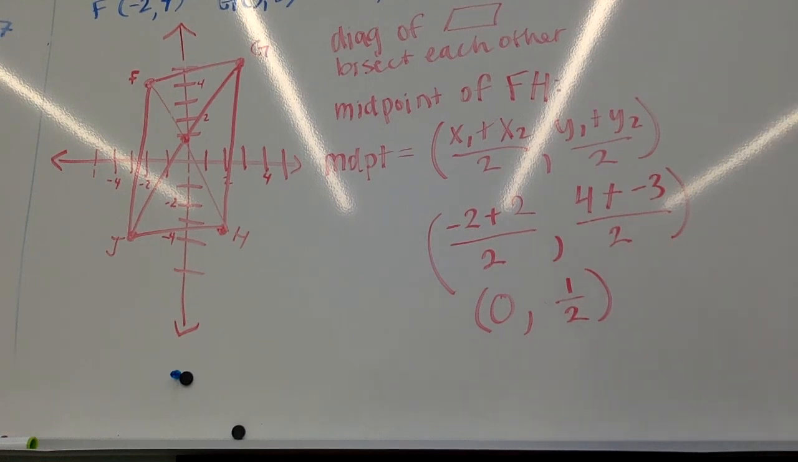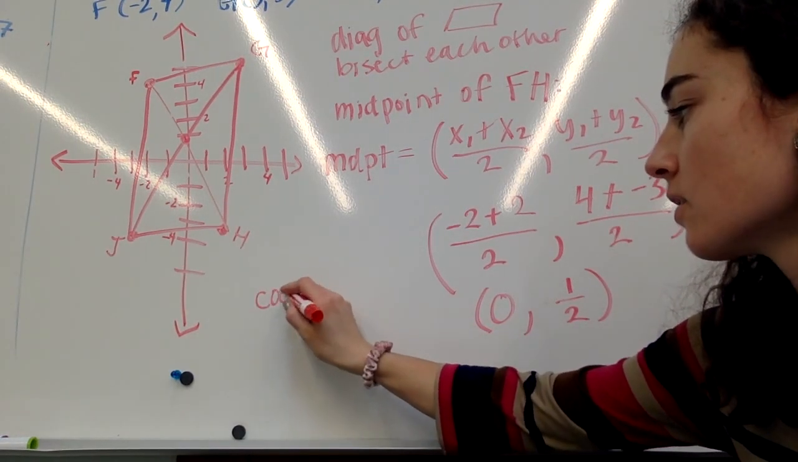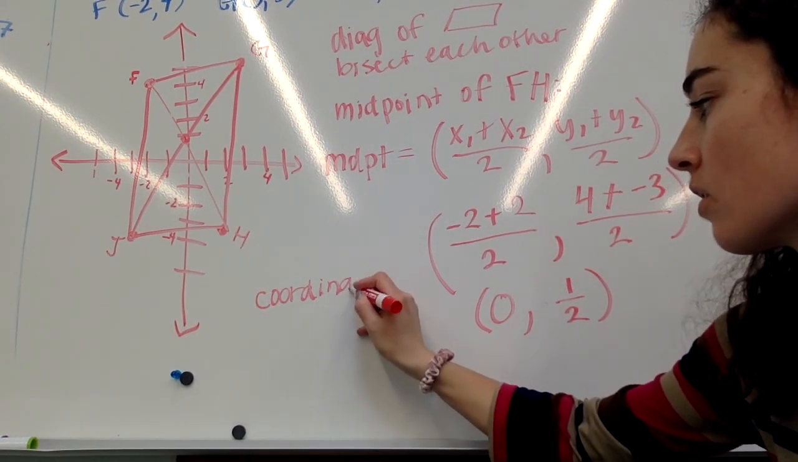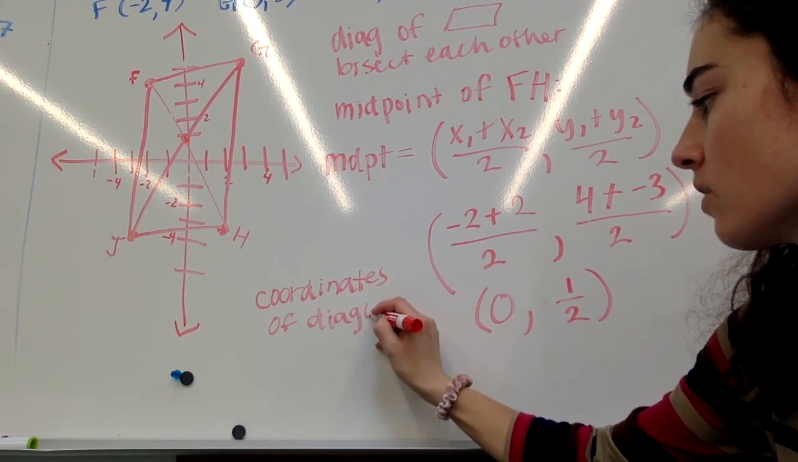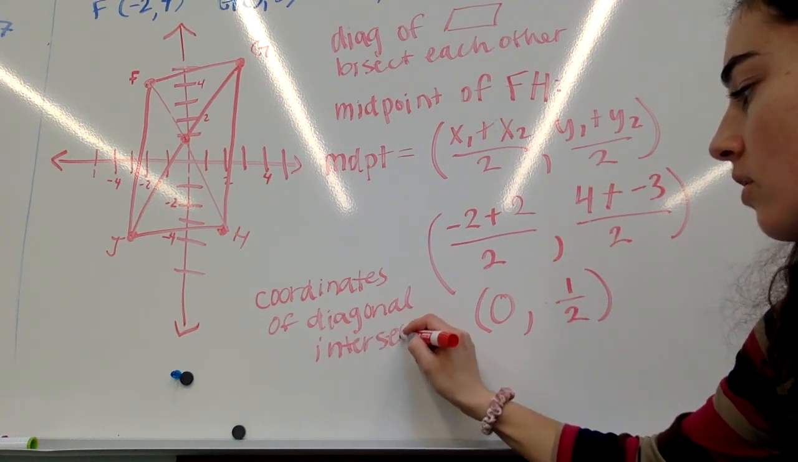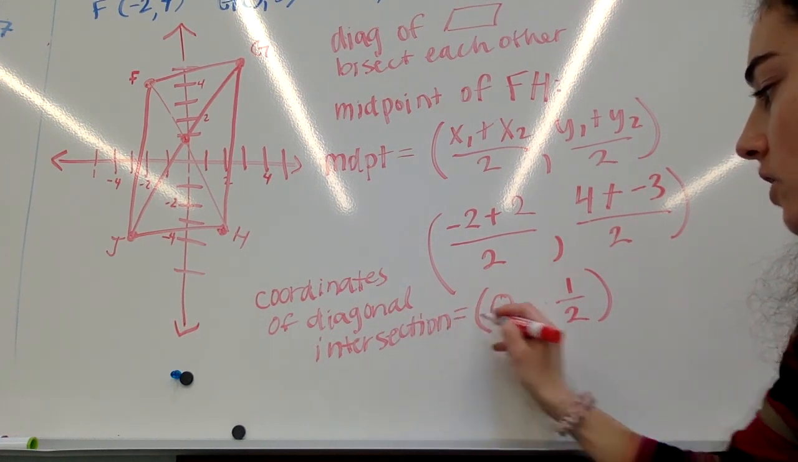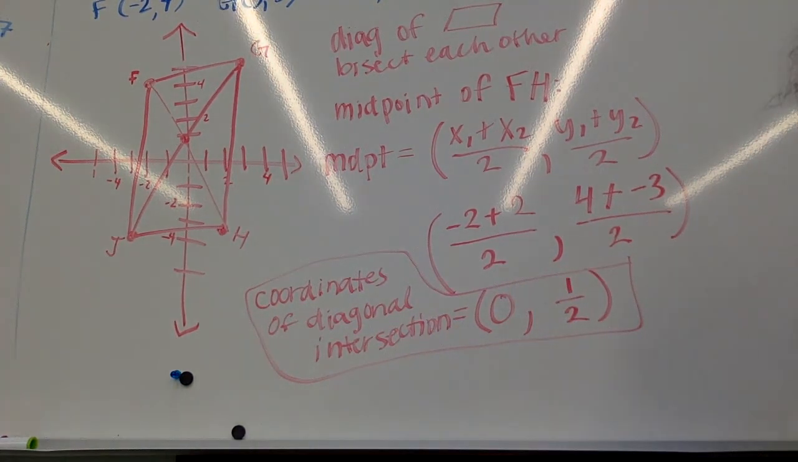but you're going to write that the coordinates of diagonal intersection. That's your answer. 0, 1/2, or 0.5, and then you can also find the midpoint of the other diagonal, and it will give you the same answer.